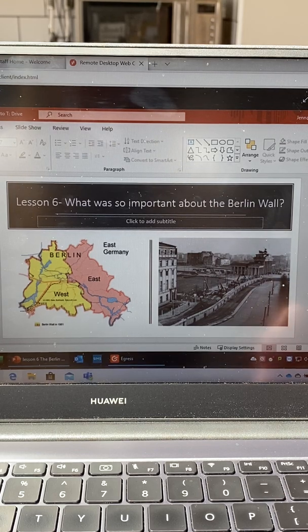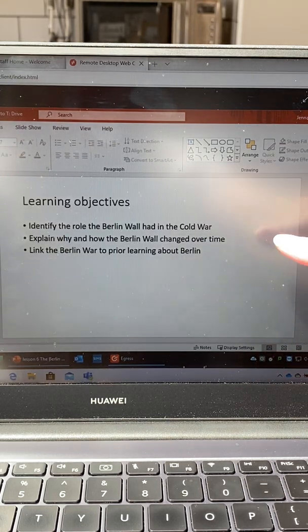So let's see what we're going to learn today. We're going to see about the role that the Berlin Wall had in the Cold War. We're going to explain why it changed over time and how it changed over time.